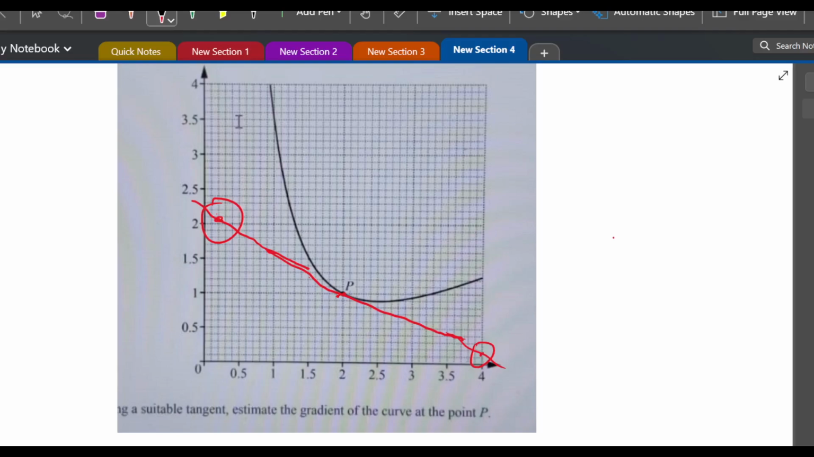Take points further away. If you take them close, then there is more error. If we have to minimize the error, then if you take more distance, it will be much better. Okay, so I have one more problem.